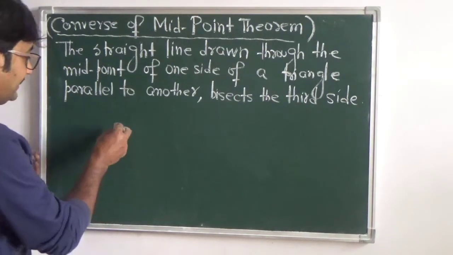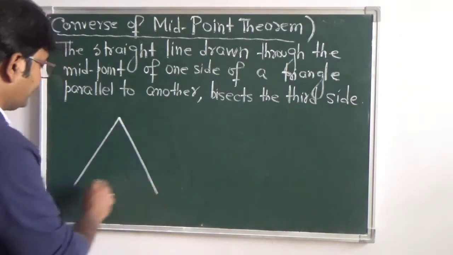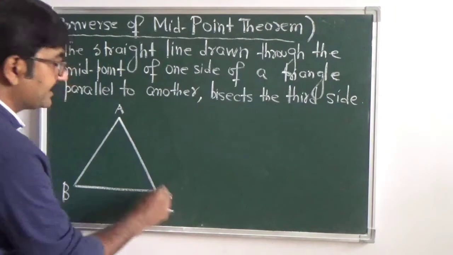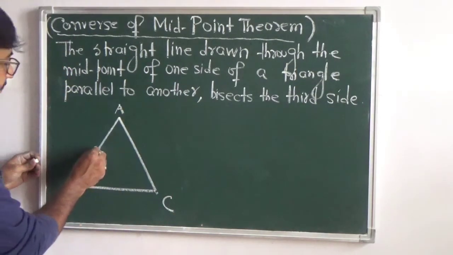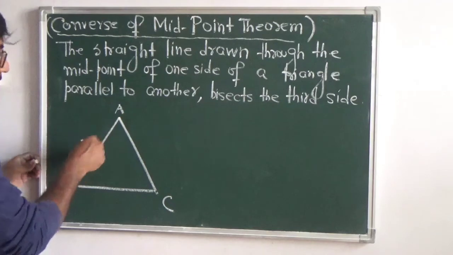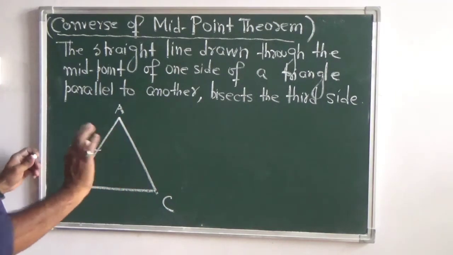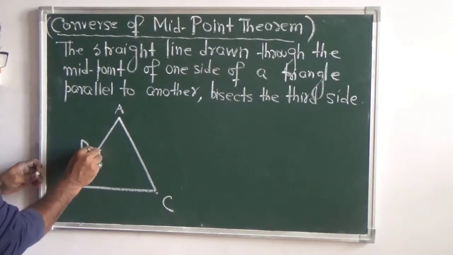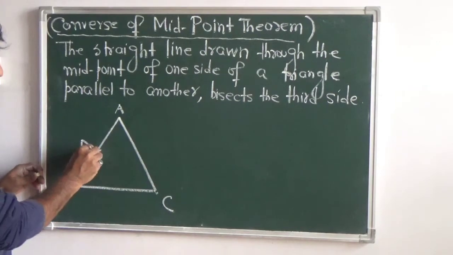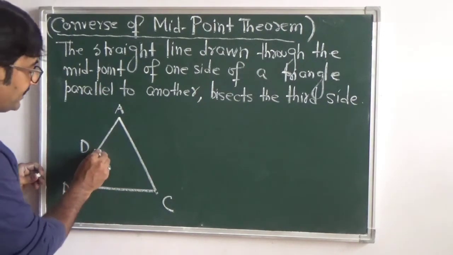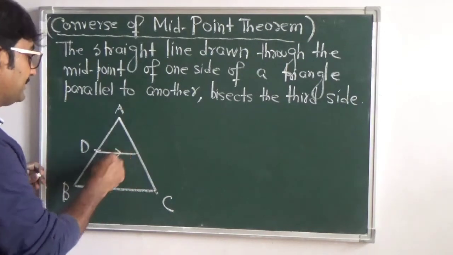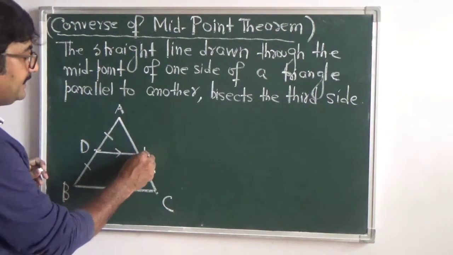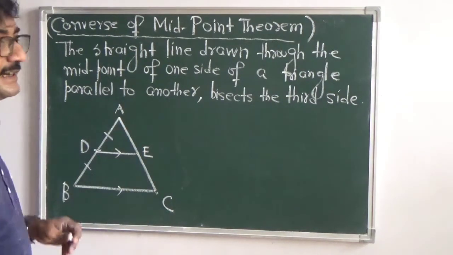So this goes like this. If this is the triangle ABC, what we are given in this particular theorem is that D is the midpoint of the side AB. The midpoint of this side is not known to us. The only thing given is that D is the midpoint, and starting from the point D, we draw a line parallel to the third side BC. If this is parallel to this and these are equal, then automatically this point E becomes the midpoint of the side AC.